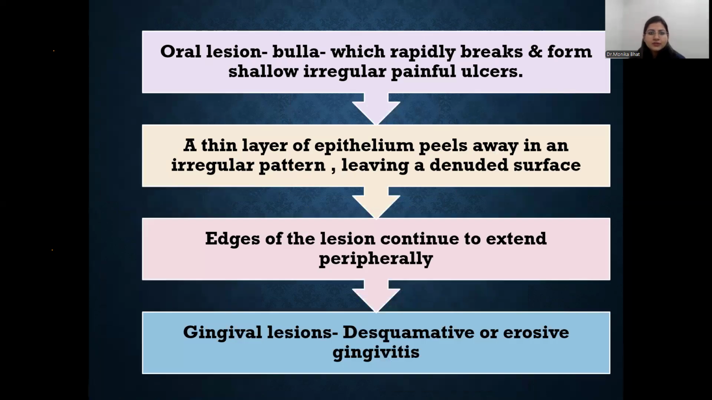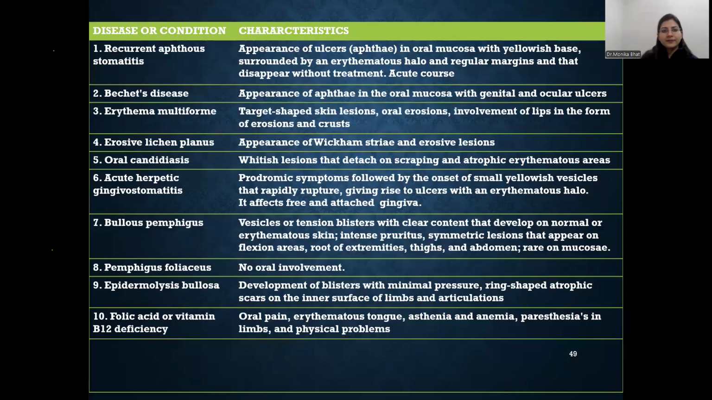In the oral lesions, a bulla rapidly breaks and forms irregular, painful ulcers. A thin layer of epithelium peels away in an irregular pattern, leaving a denuded surface, as discussed earlier. Edges of the lesions continue to extend peripherally. So the gingival lesions will present as marginal or attached gingiva getting disturbed with this type of disease, leading to desquamative or erosive gingivitis.